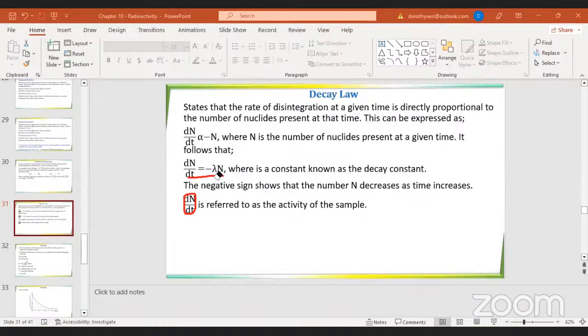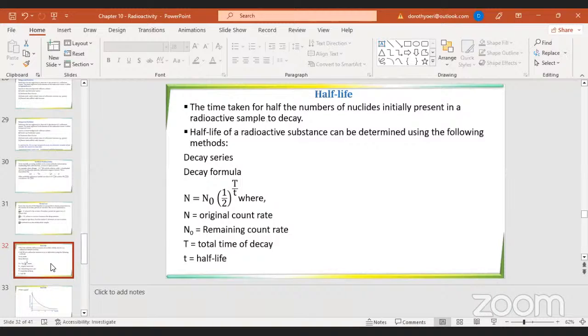So that's the decay law. Okay. Now the next part, half-life. Now, what is half-life? Half-life is the time taken for half the number of nuclides initially present in a radioactive sample to decay.